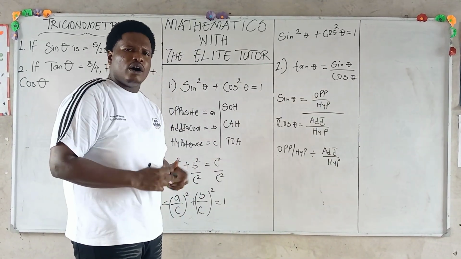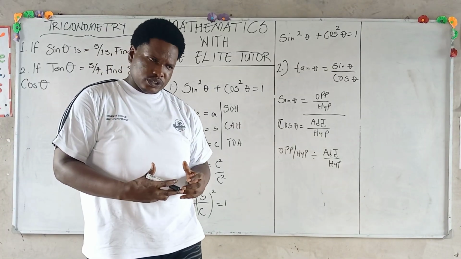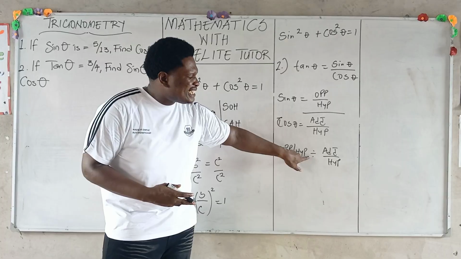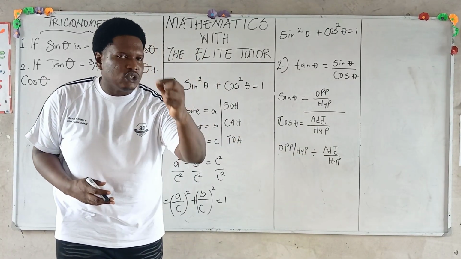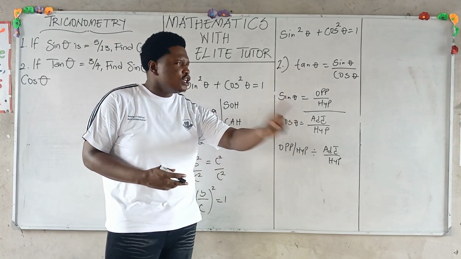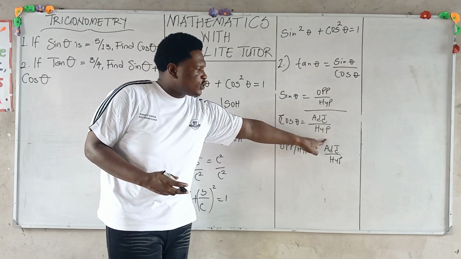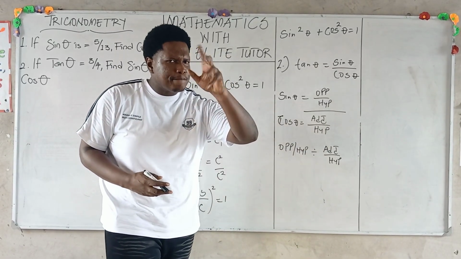Now we want to divide. When dividing fractions, we can change our division sign to multiplication. But once we change our division sign to multiplication, something happens. The denominator becomes the numerator and the numerator becomes the denominator, so they change position.